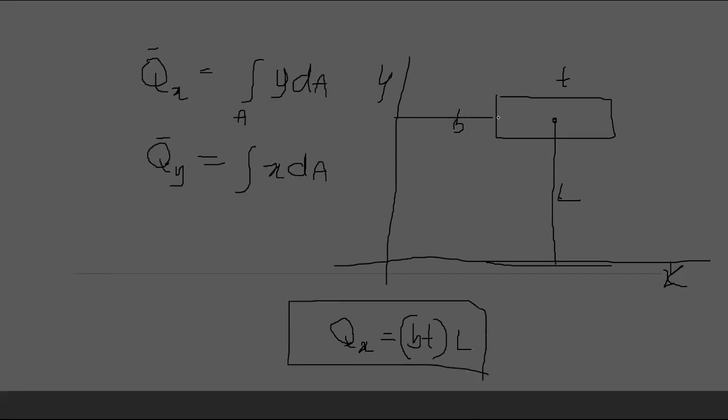If you take about the y-axis, Qy is going to be, let's say the distance to the centroid is, I'm running out of letters, k. So that's going to be bt, the area, into k. The first moment of area is nothing special. Even so, you can take it from the integral form as well.